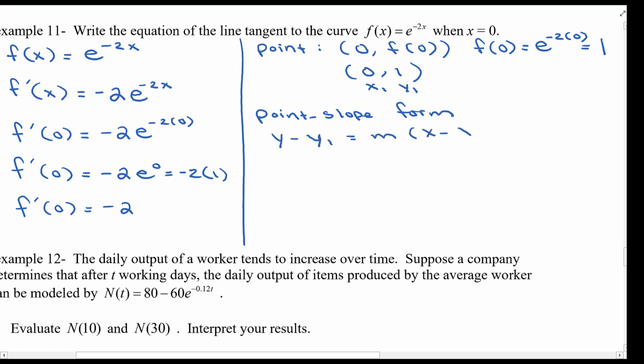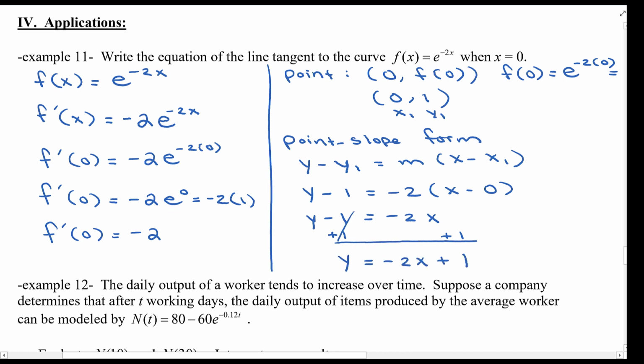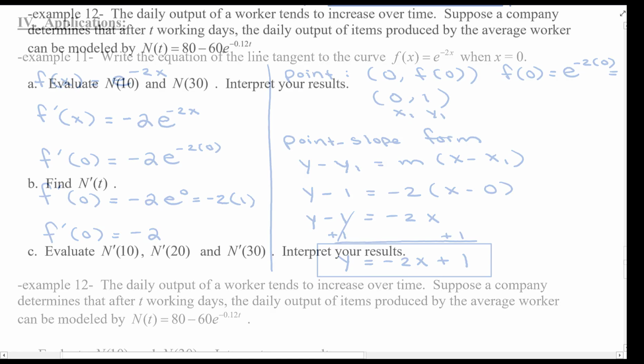And now we just substitute into point-slope form, which is y minus y sub 1 equals m times the quantity x minus x sub 1. After substitution, we get y minus 1 equals negative 2 times the quantity x minus 0. So y minus 1 equals negative 2x, and if I add 1 to both sides to isolate the y and write this in slope-intercept form, I will get y equals negative 2x plus 1. So my answer in slope-intercept form will be y equals negative 2x plus 1, so we're going to go ahead and box in that answer.